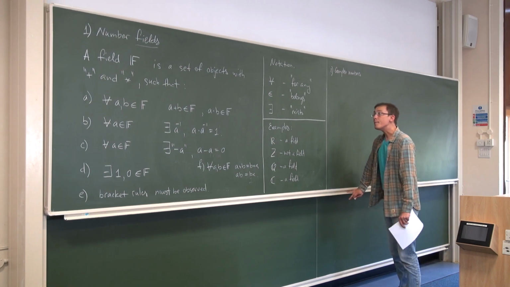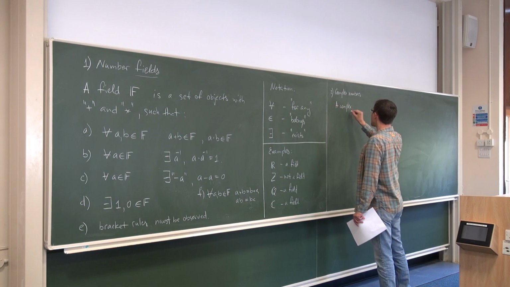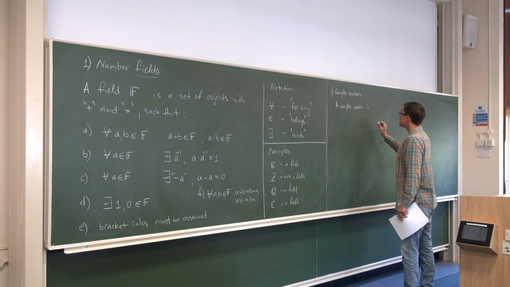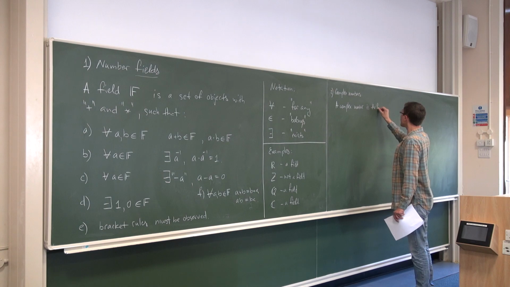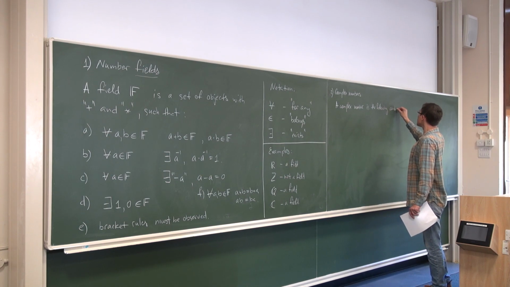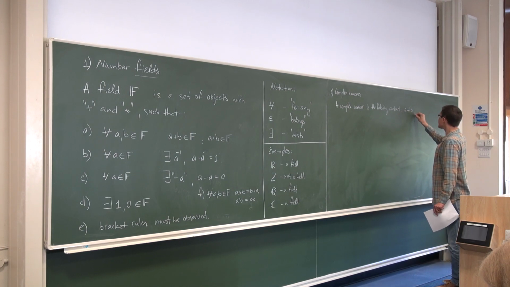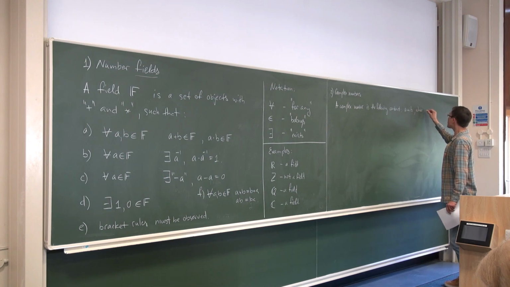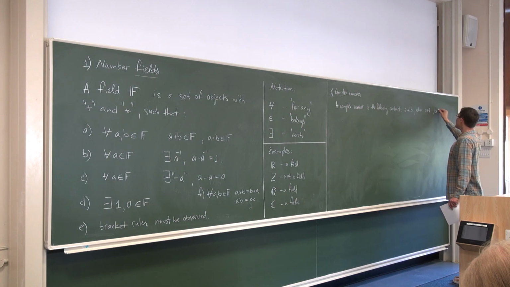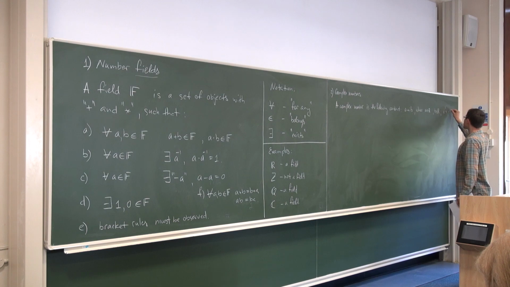Okay, a complex number is the following construct: a plus ib, where a is real, b is real, and i squared is minus 1.